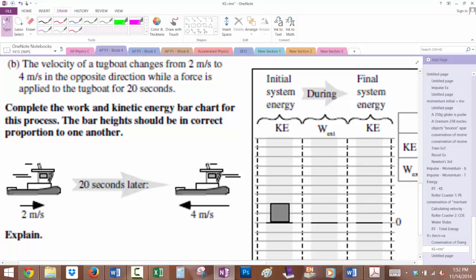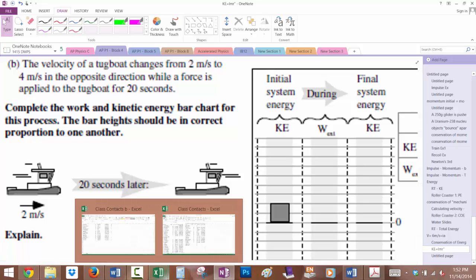It says the velocity of a tugboat changes from 2 meters per second to 4 meters per second in the opposite direction while a force is applied to a tugboat for 20 seconds. Complete the work and energy bar chart for this process. The bar heights should be correct in proportion to one another. So I'm going to let you chew on that by yourself for a moment, and then we'll discuss it.